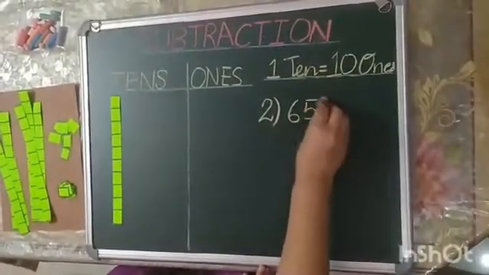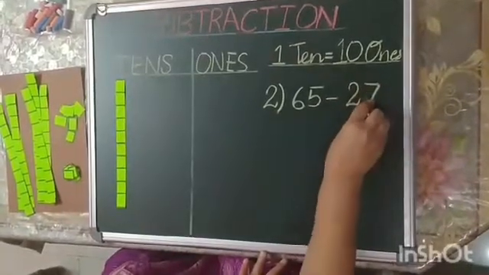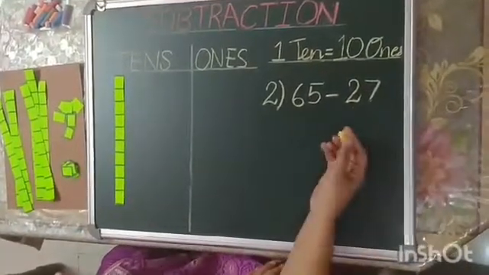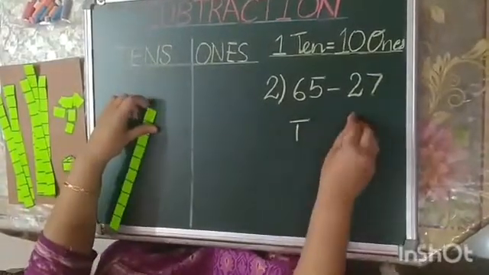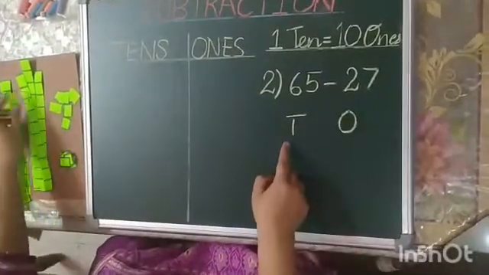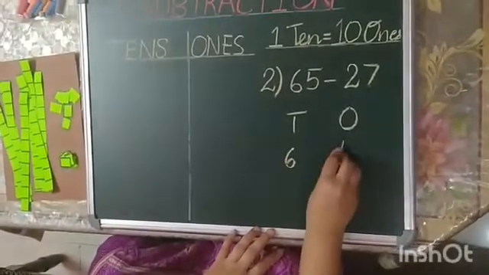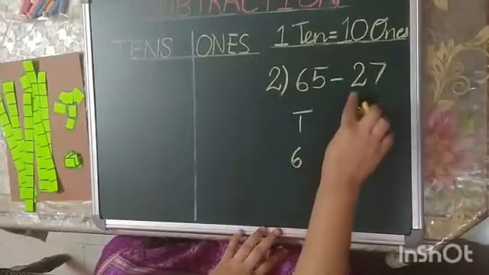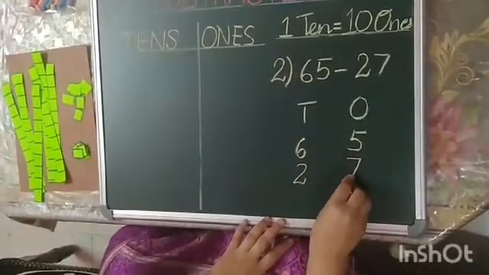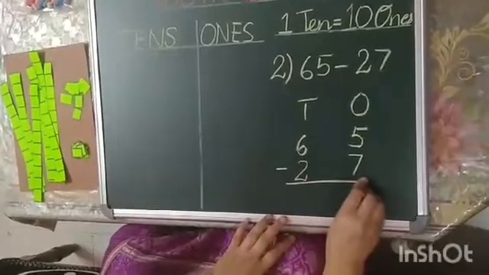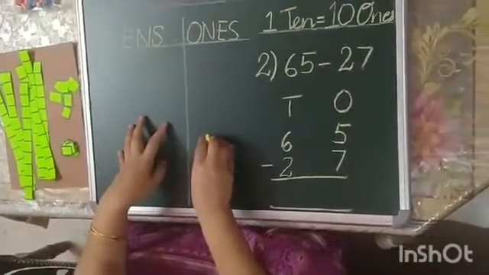65 minus 27. Now children, the first step. T and O, tens column and the ones column. 6 tens, 5 ones. Here 2 tens, 7 ones. We have to subtract. So let's build up the numbers here.